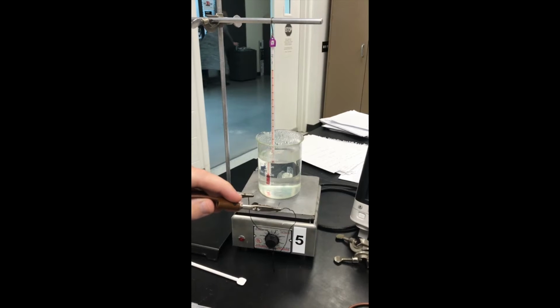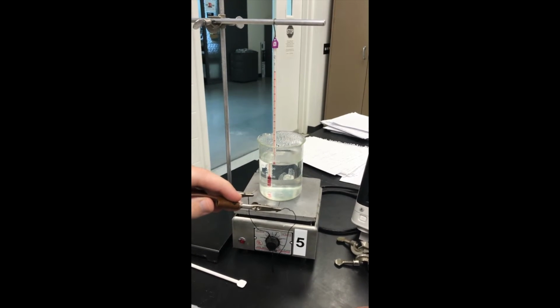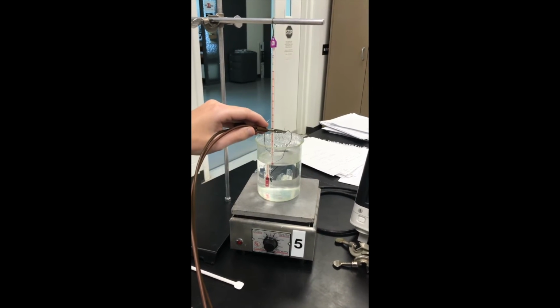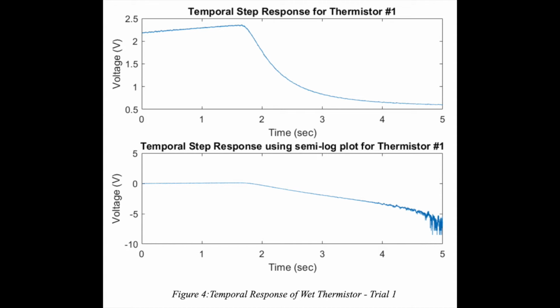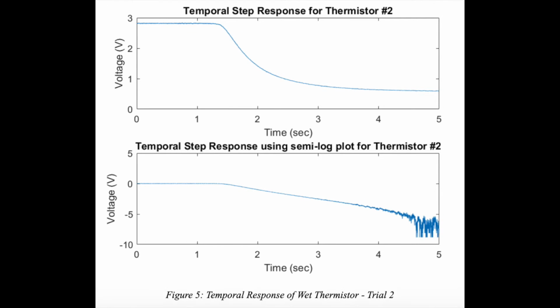For the dynamic calibration, the wet thermistor was dunked into a beaker of water. The response of the system was then recorded using a MIDAC and LabVIEW VI. The dynamic calibration was plotted to visually display how the thermistor responded to being dunked in water.